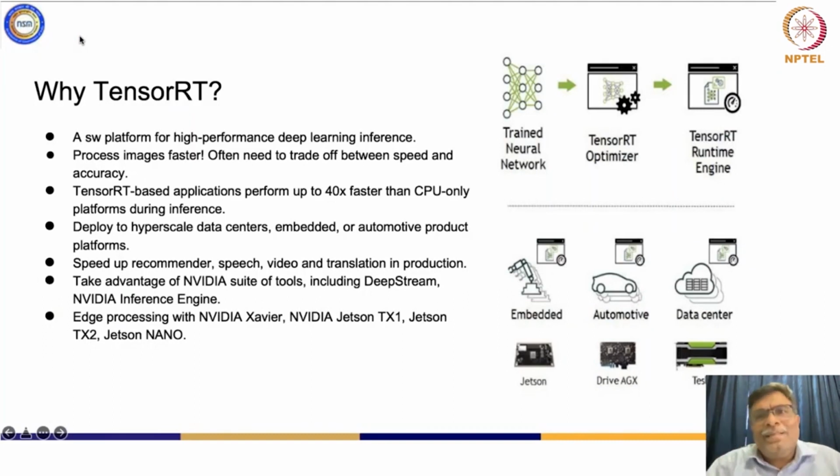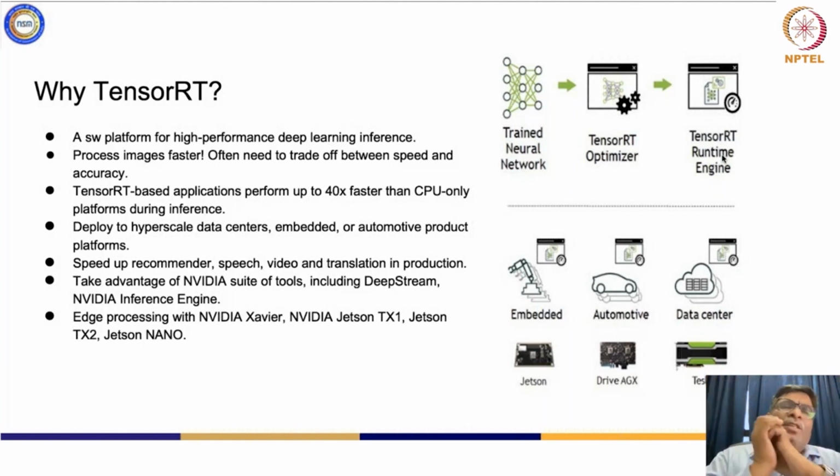So what is TensorRT and why should we use it? It's a software platform for high performance deep learning inferencing. You get a trained neural network, you optimize it using the TensorRT optimizer, and then you use a TensorRT runtime engine to run it, right? It processes images faster. Often you need to trade off between speed and accuracy, obviously, as we discussed.